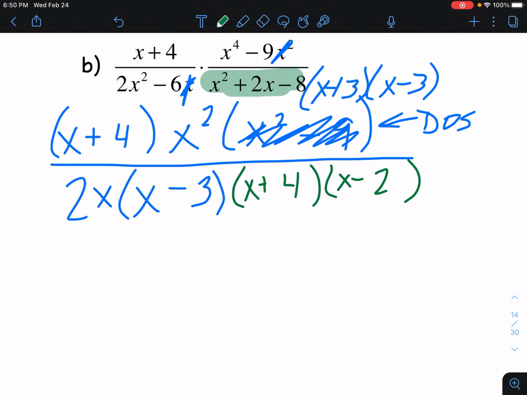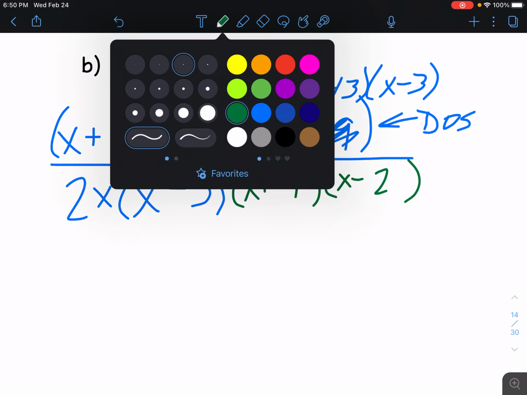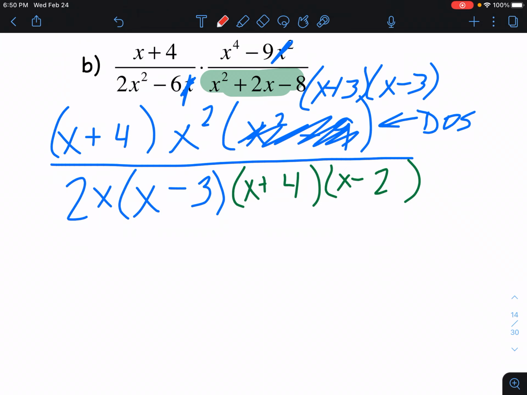Okay, so now everything is factored, so now I'm going to try to eliminate any matching binomials. Can you spot any that are matching, one at the top with one at the bottom? Yes, x plus 4 and x plus 4. We also have x minus 3 and x minus 3. And that's it for the matching binomials.